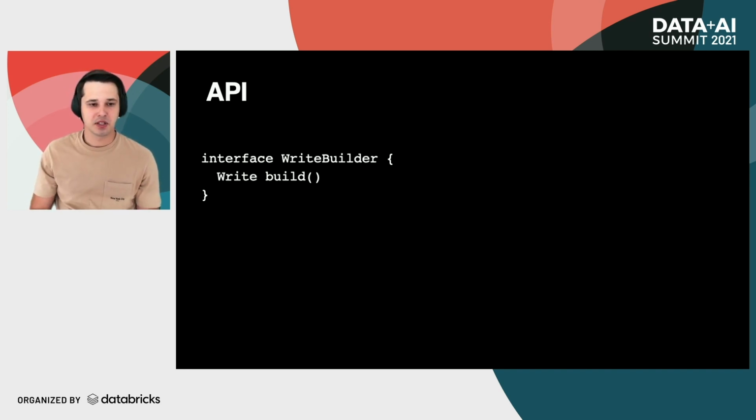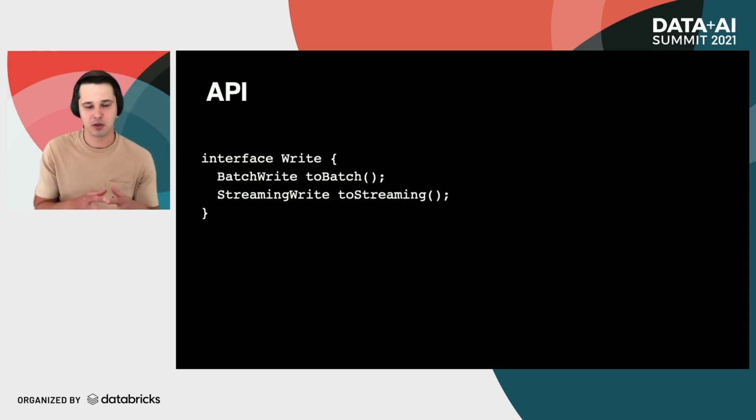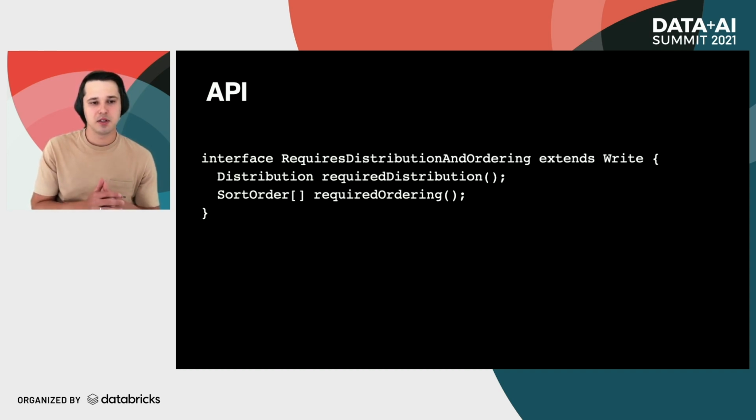In order to support this functionality, we had to modify the write builder interface. Previously, it used to expose methods that constructed batch and streaming writes. Right now, it will build a logical write, and that logical write will be later converted into a batch write or streaming write by Spark Optimizer. And if you need specific distribution or ordering of your data, then you can implement the requires distribution and ordering interface, where you can instruct Spark which distribution you want for your data set and what are the expressions you want to order the data by.